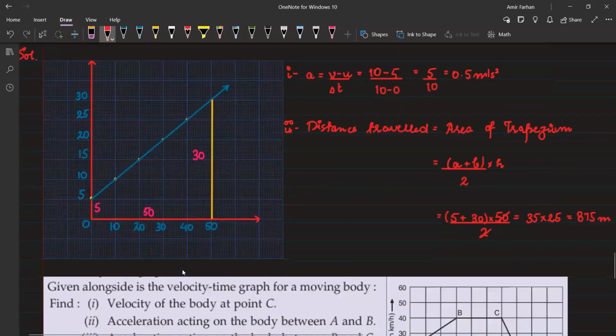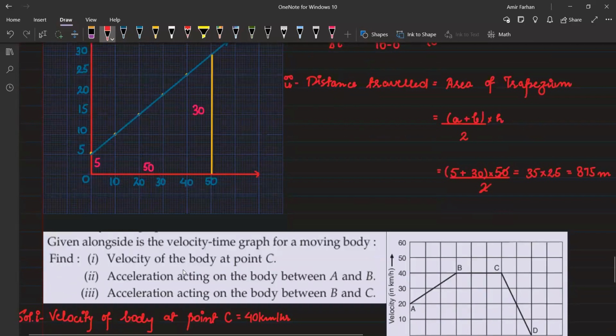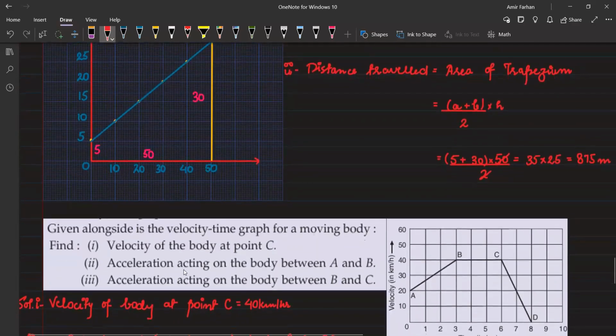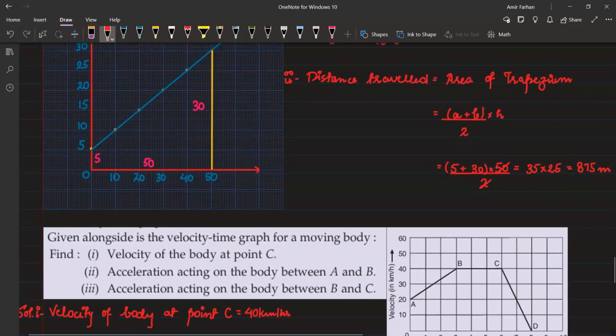Please try to solve this question and let me know the answer. Fast. Time is in hour. Here time is in hour. The first question is already in front of you.